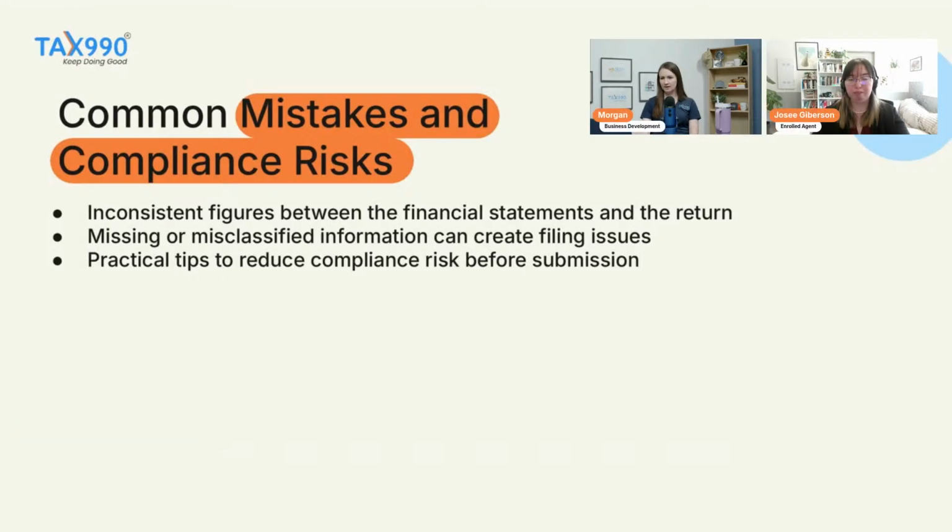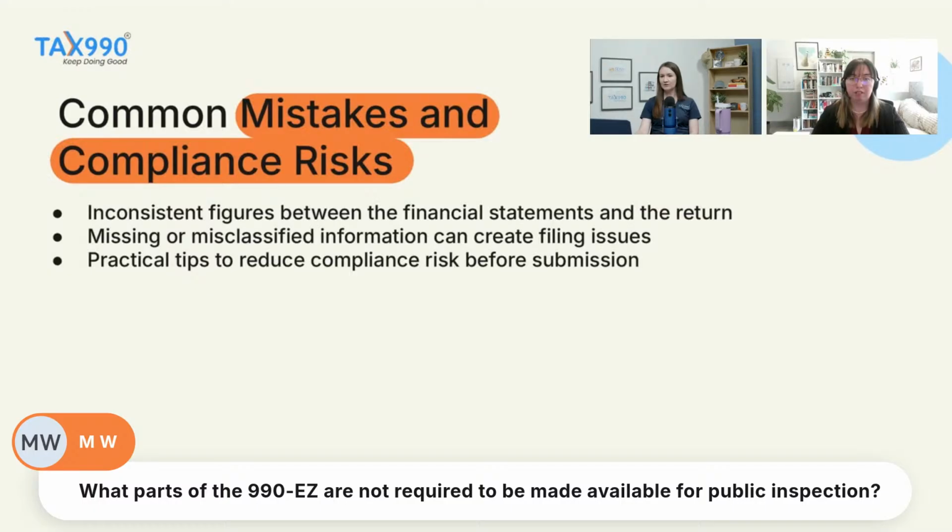Perfect. And we have one from MW. What parts of the 990 Easy are not required to be made available for public inspection? So most of the 990 Easy is available for public inspection. The biggest thing that you'll see redacted is the Schedule B, which has your donor information on it. They allow you to redact the donor contact information, specifically for public charities. Private foundations have different rules on that, but for public charities, the Schedule B donors are going to be redacted.